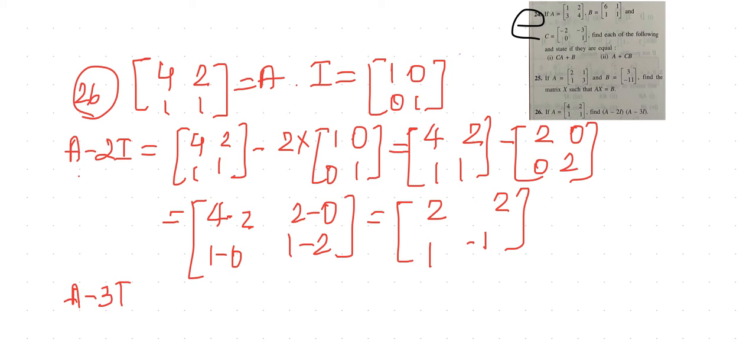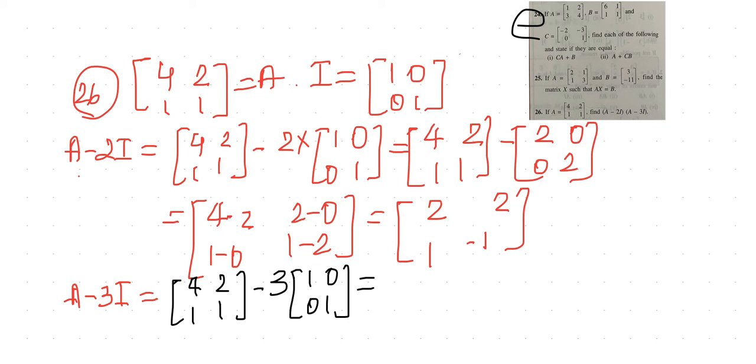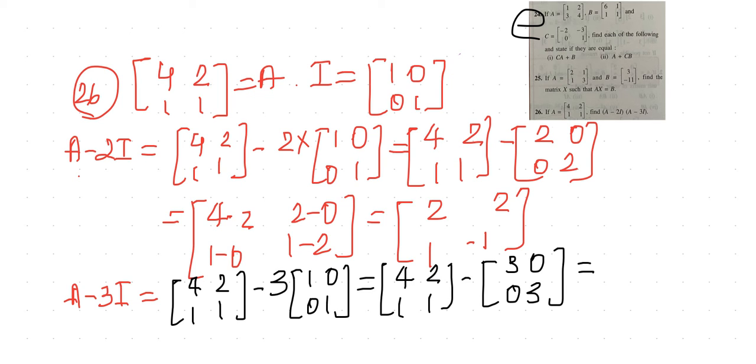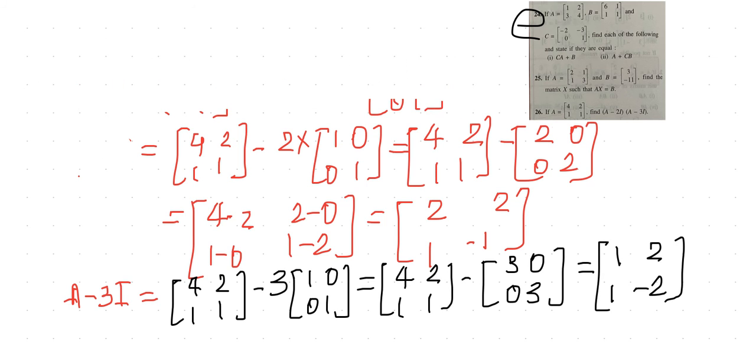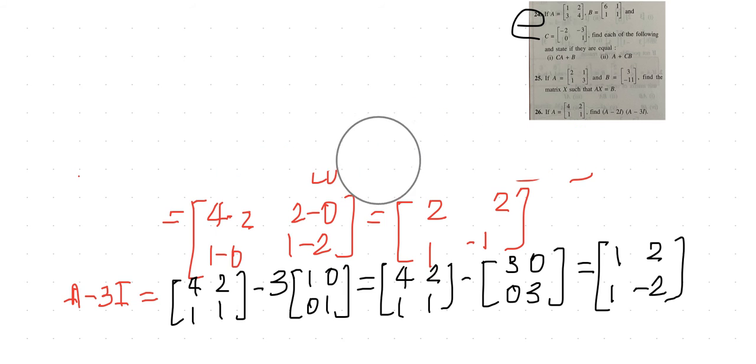So A minus 3I will be equal to what? A is again [4, 1; 2, 1] minus 3 into [1, 0; 0, 3]. So this is equal to [4, 1; 2, 1] minus [3, 0; 0, 3]. So how much are you getting? 4 minus 3 is 1. This is 2, 1, and 1 minus 3 is minus 2. So this is what you are getting, and now what you have to do is multiply both of them to see what answer you are getting.